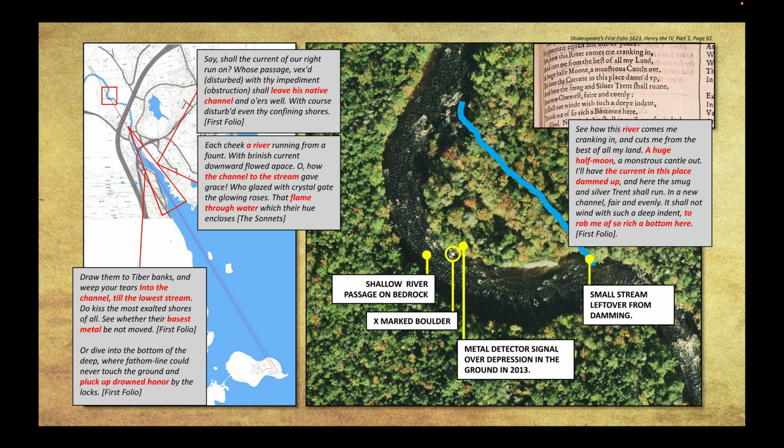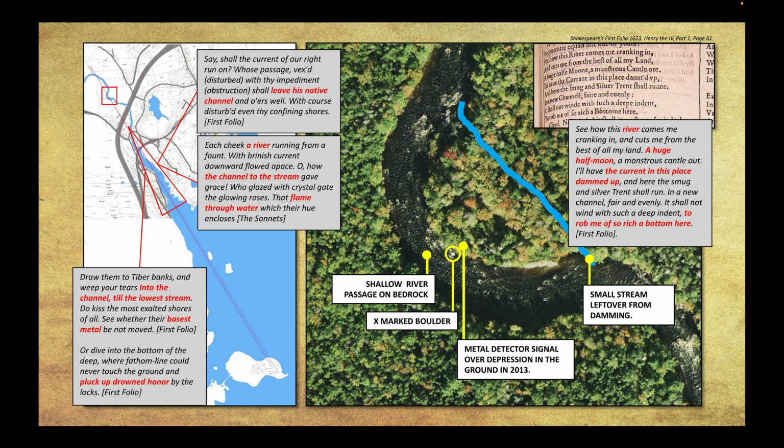And in this passage, I think it is King James something, I don't remember. The whole play is about someone that moves a river to get more land. So he's moving a river to get more land. We have this passage: see how this river comes me cranking in and cuts me from the best of all my land.